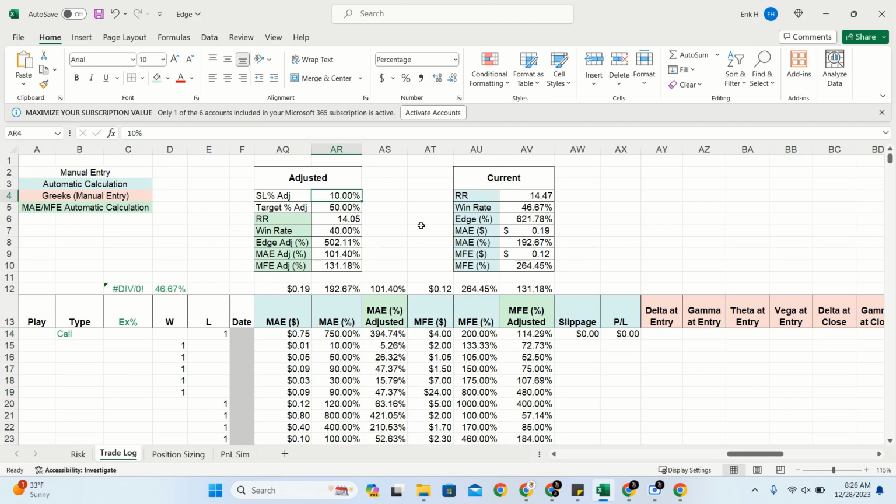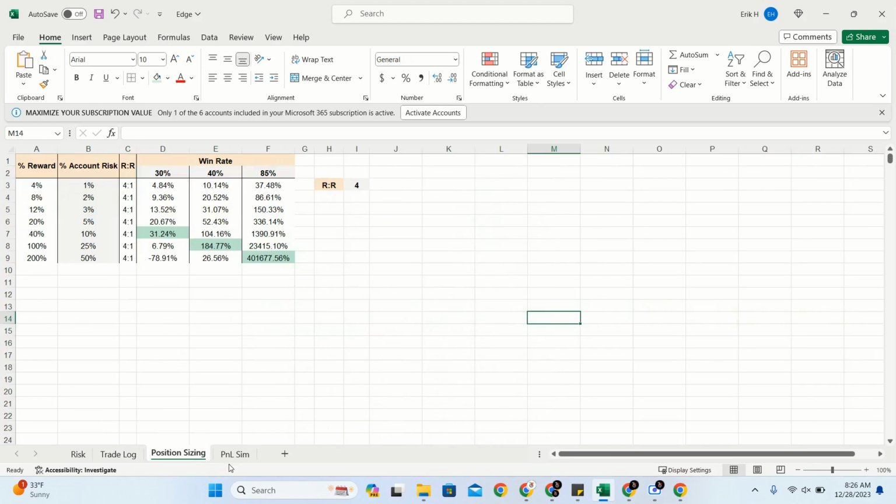Before we get to the simulator, I'm going to talk briefly about position sizing. And this is going to show your optimal position size based off your win rate and risk to reward ratio. So looking at just what I have right here posted, 4-to-1 risk reward, win rate 30%. This tells us for the optimal position size, we need to risk 10% of our account on each trade. If we had an 85% win rate, this would say we need to risk 50% of our account on each trade.